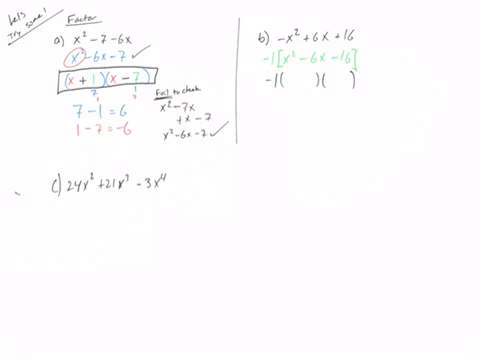Since that first term in that trinomial is an x squared, I'm going to write x and x, because I know x times x will give me that x squared. Then I need to find factors of 16 that subtract to give me 6. So let's go through real quick and find some factors of 16. I got 1 and 16, 2 and 8, 3 doesn't go into that, 4 and 4.